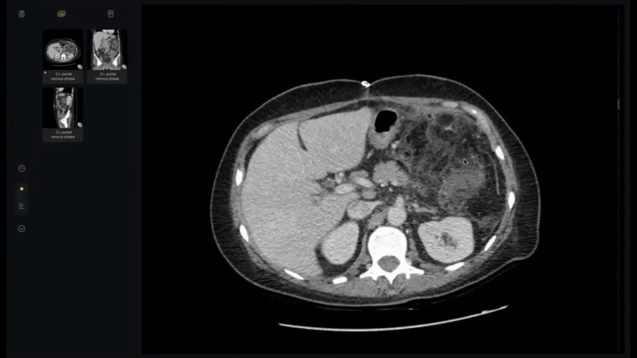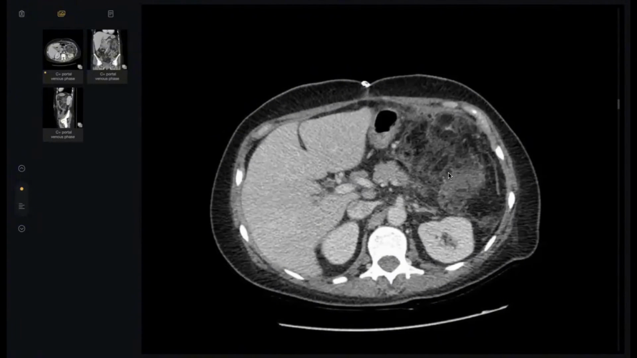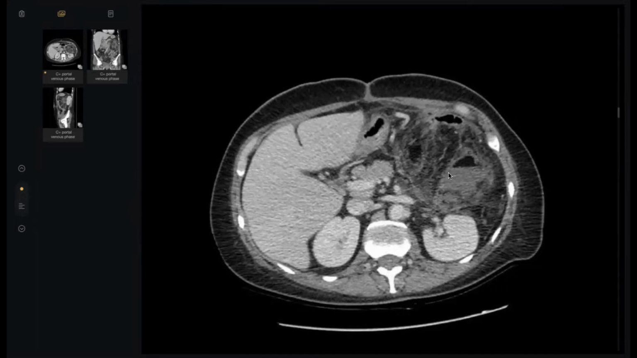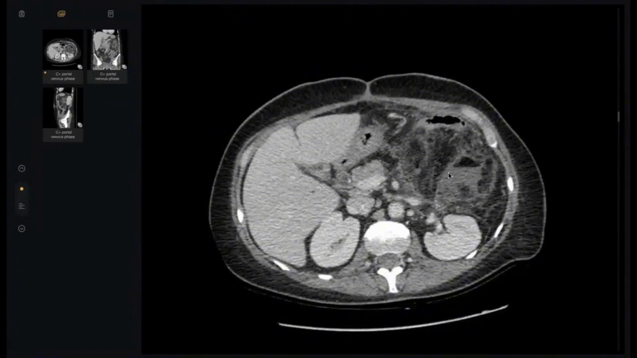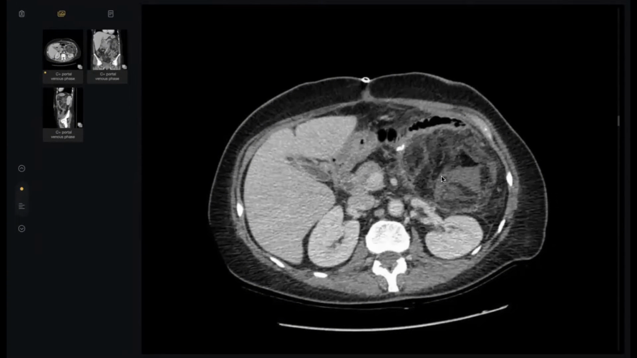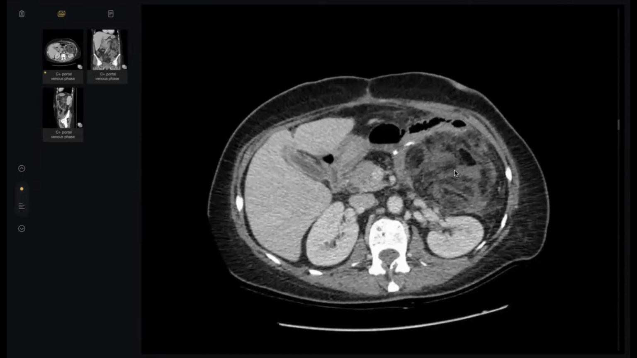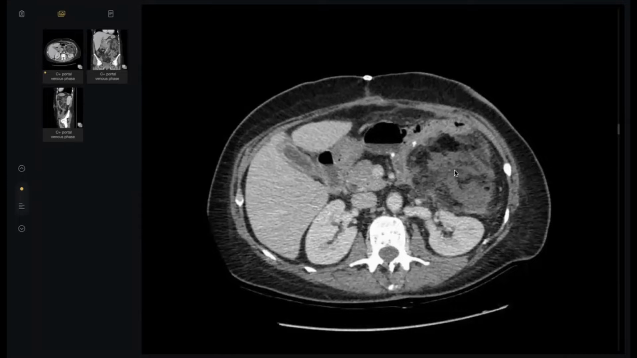Look at the overall density of this localized abnormality. It's higher density than the fluid. The density is fatty, but not a normal fat. So the patient is post-operative, and this is almost fatty, but not normal fat. What happened here?